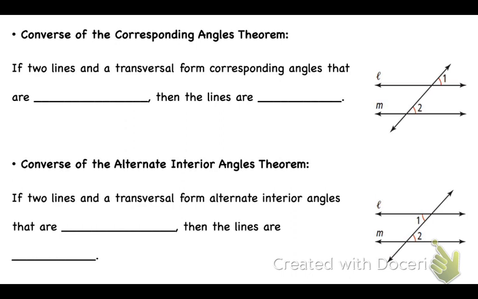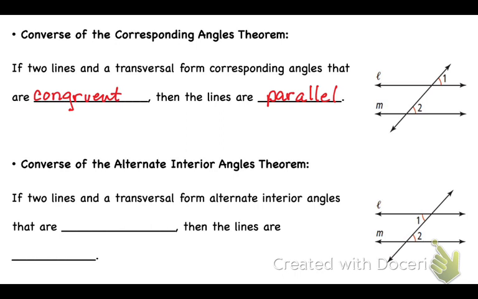Now we're going to say if two lines and a transversal, so a transversal is a line that hits both those lines, right? Form corresponding angles that are congruent, then the two lines are parallel. So just backwards of last week.